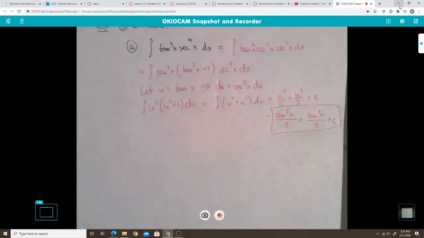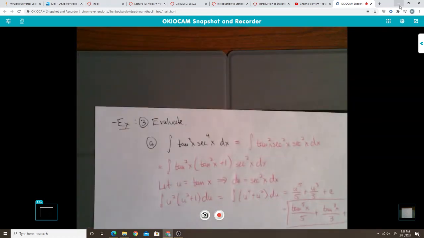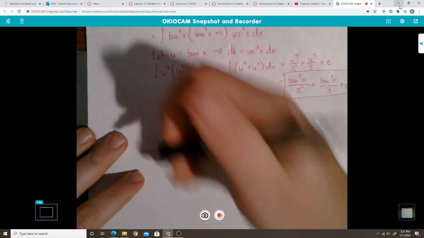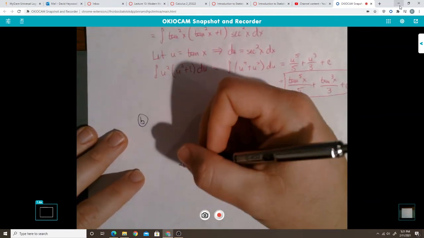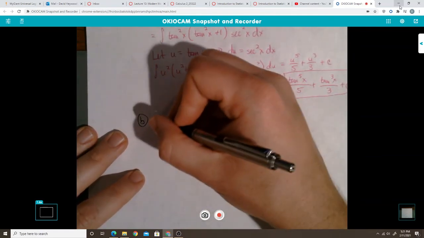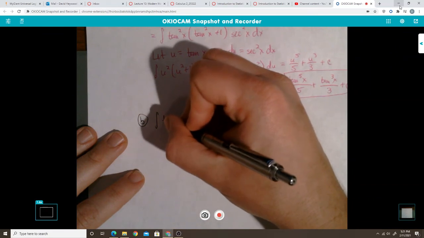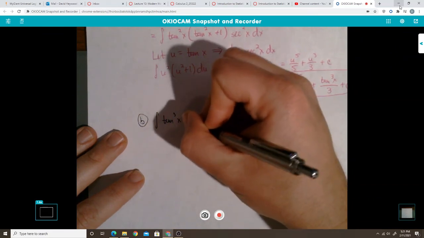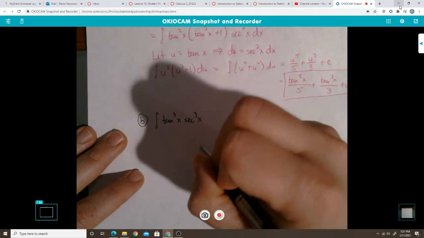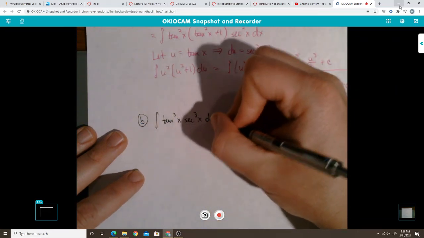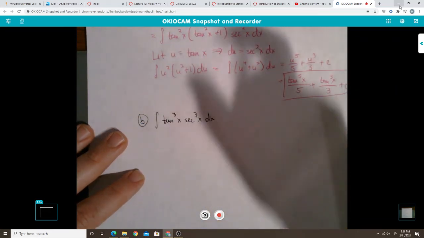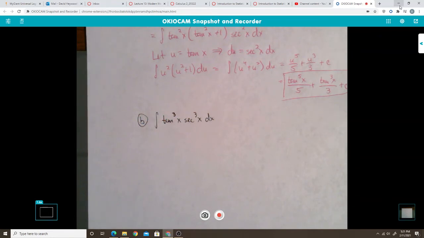And there they are, right? There it is. That's all there is to that. Let's look at another one. Let's do the integral of tangent cubed x secant cubed x dx. Okay, tangent cubed, secant cubed.